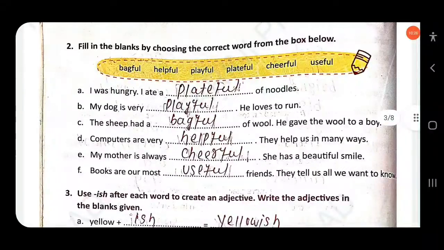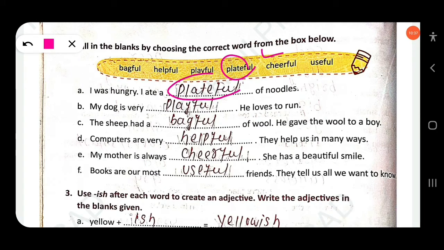The next, here fill in the blanks by choosing the correct word from the box below. So here, I was hungry, I ate. So here, fourth one, plate full of noodles. Then next, my dog is very playful. So you have to write the third one here, playful. He loves to run.